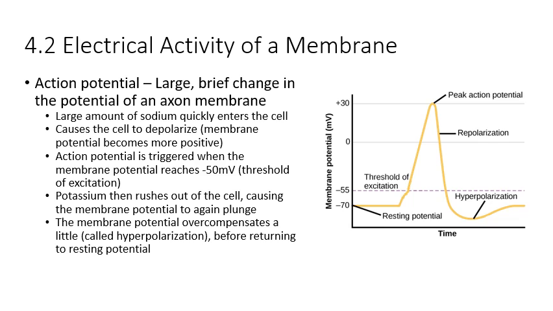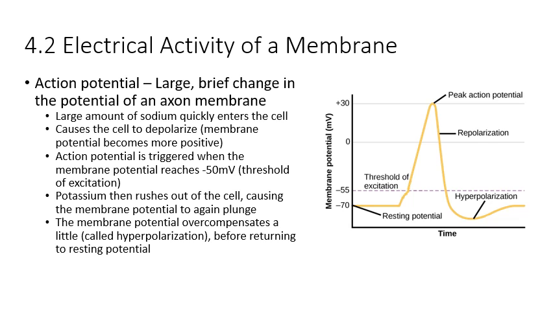An action potential is essentially the basis of a cell signal, of the signals of the cell. This is a large, brief change in the potential of an axon membrane. During an action potential, the membrane potential becomes much more positive, up to positive 30 millivolts. To cause this, a large amount of sodium quickly enters the cell. This causes the cell to depolarize. The membrane potential becomes very positive, as you can see in the figure on the right.